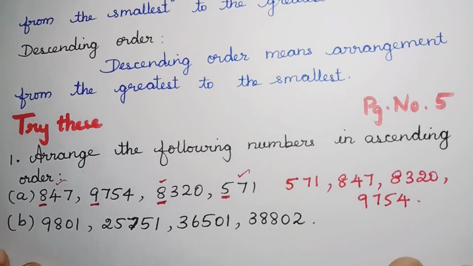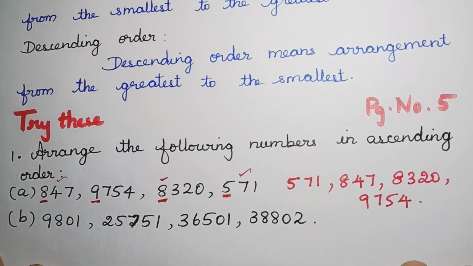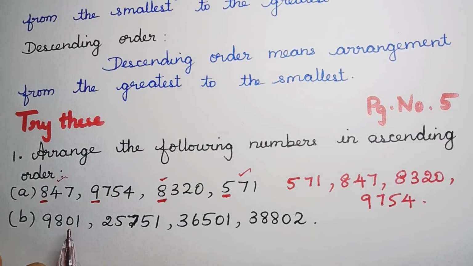Okay, so the next question, here you have to arrange the numbers in ascending order. Okay, here count how many digits are there in each number. Here you have 4 digit, here 5 digit, 5 digit, 5 digit. So only one number is there with 4 digit, so you can write it here first. So 9801 is the smallest number.